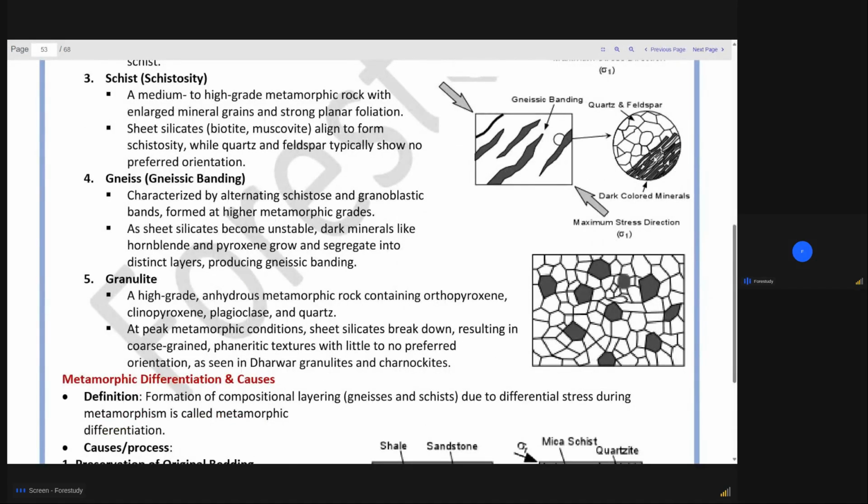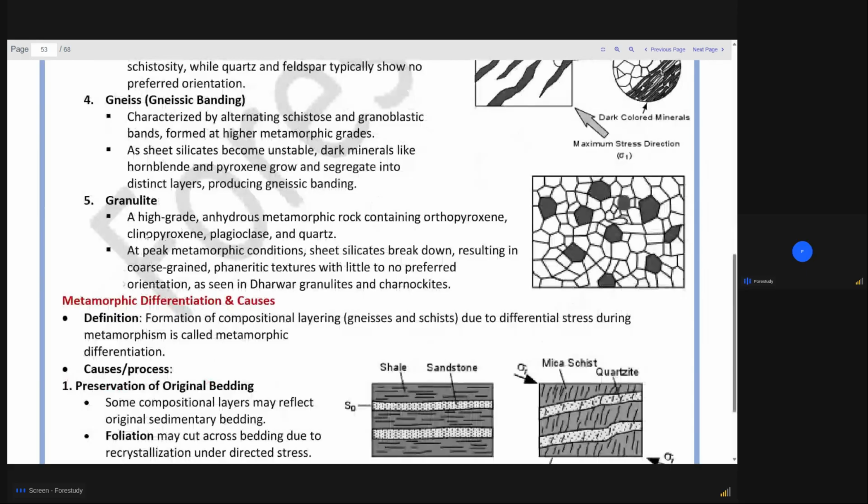Here you can see dark colored grains are aligned, mostly of biotite, and then light colored grains will be like this. Pyroxenes can also be there, aligned like this. So it is characterized by alternating schistose and granoblastic bands formed at high metamorphic grades. As sheet silicates become unstable, dark minerals like hornblende and pyroxene grow and segregate into distinct layers, producing gneissic banding. So dark layers will be mostly of biotite, muscovite, pyroxene, amphibole, whereas these non-foliated layers will be rich in quartz and feldspar.